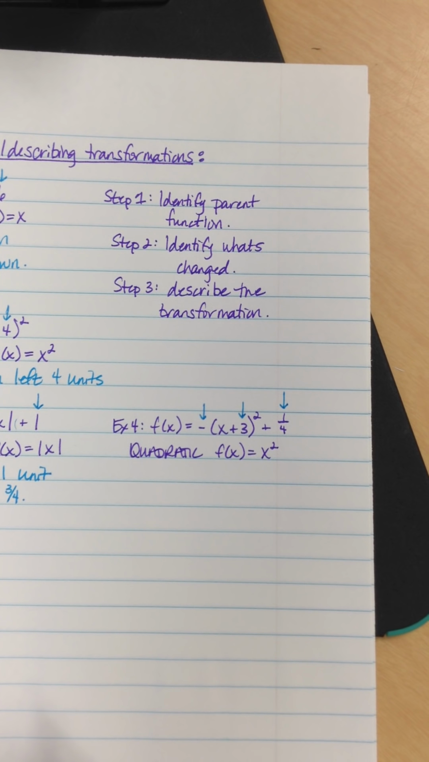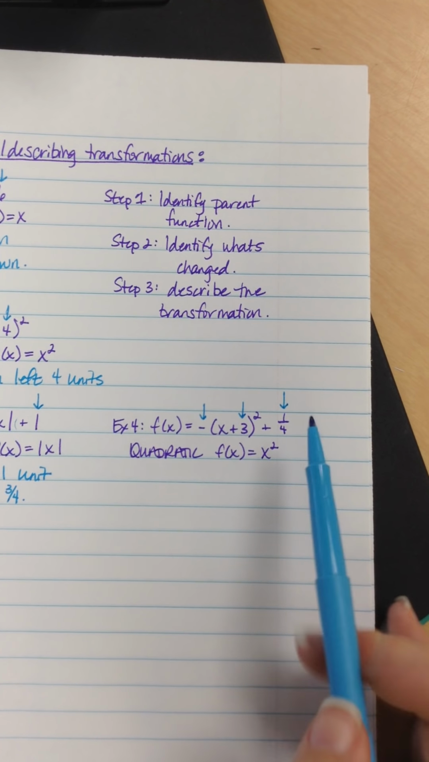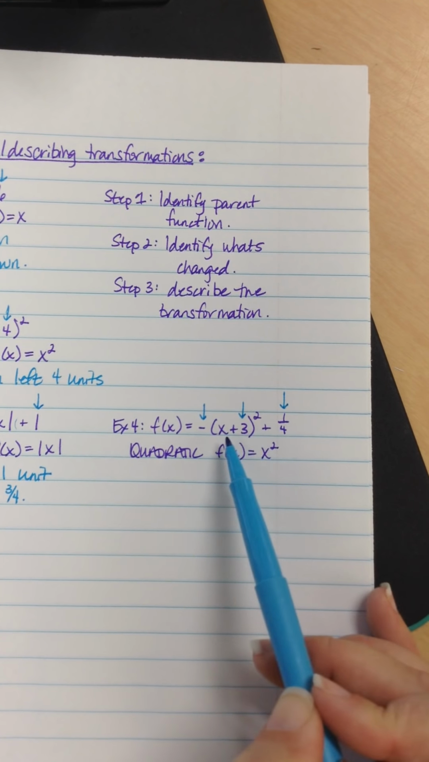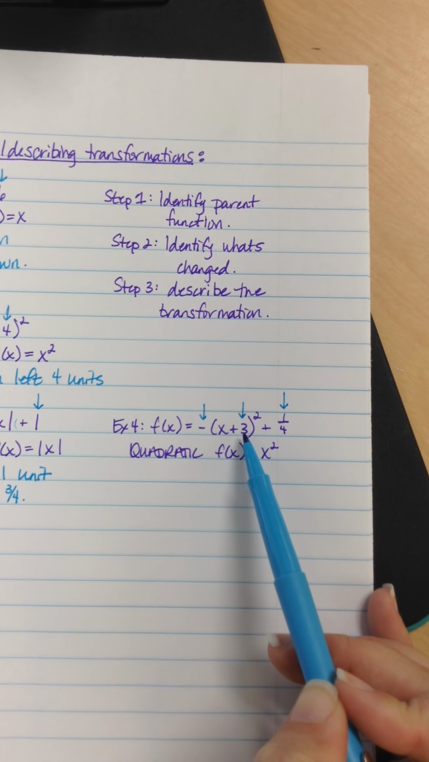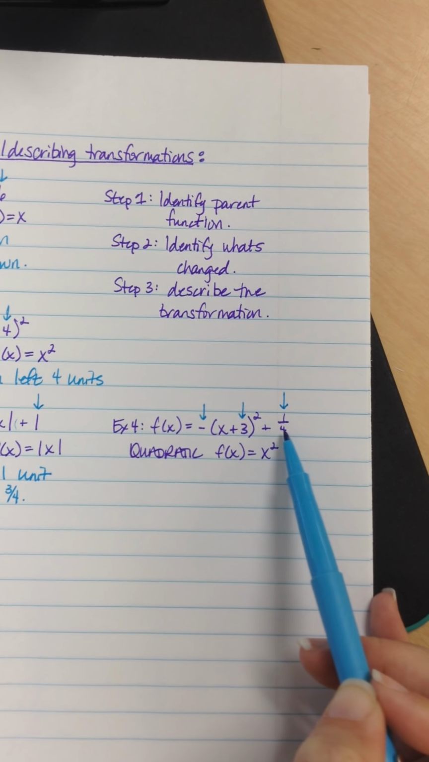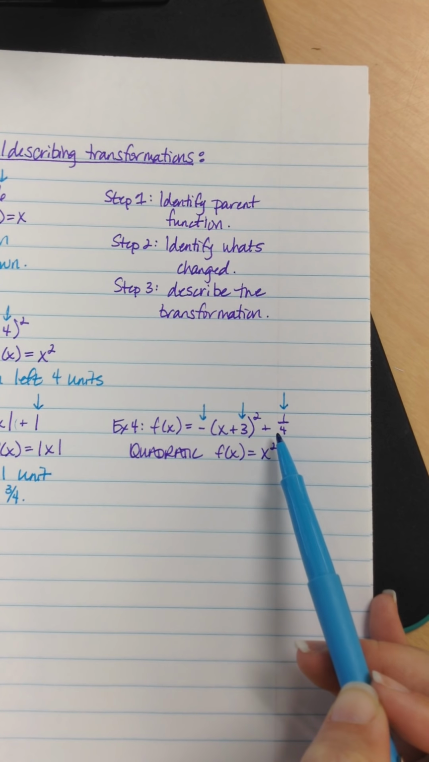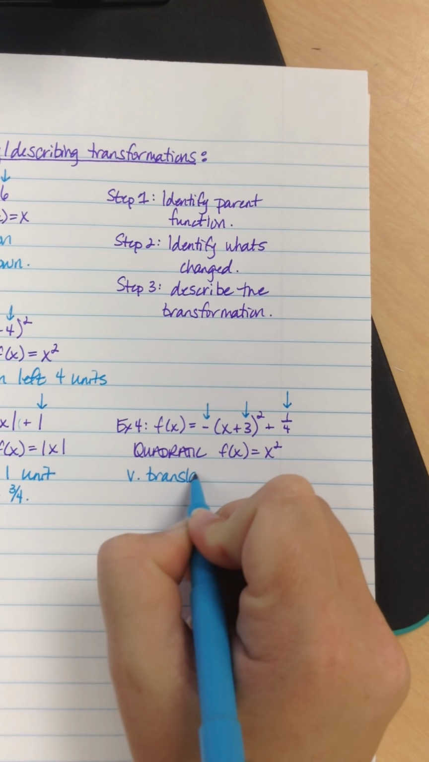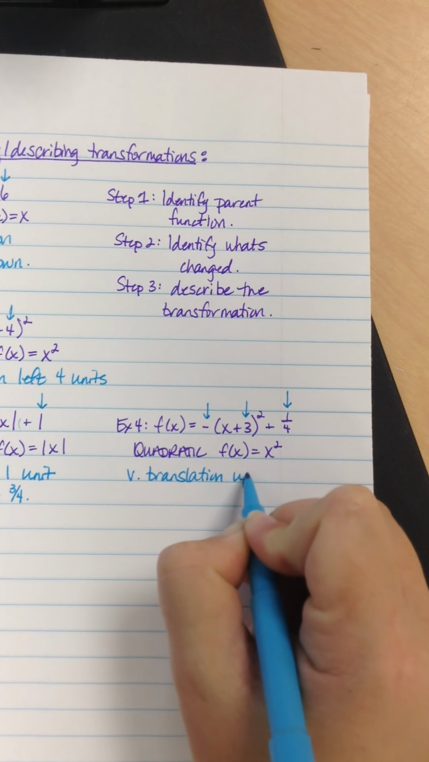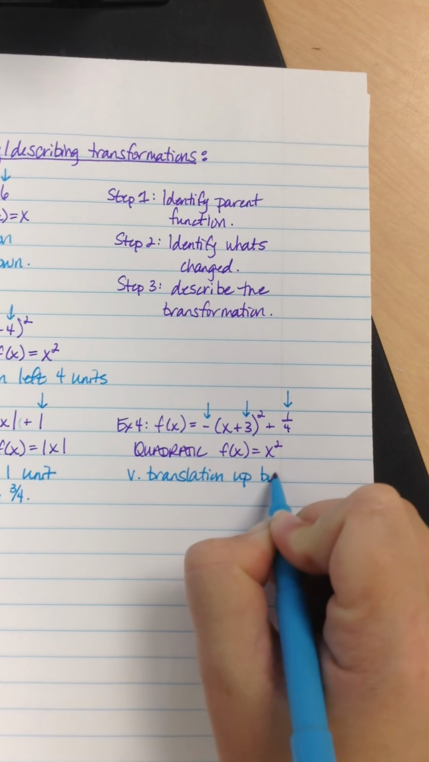We can start with things that you're most familiar with. Adding things on the outside, and we've got something that's added on the inside. We know that things on the outside are normal, they're like they say they are, so if it's plus 1/4, that means the graph is going up by 1/4. So we have a vertical translation up by 1/4. Again, adding on the outside means we're going up.